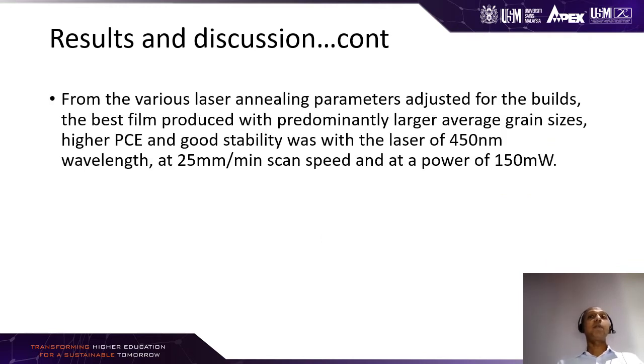So from the various laser annealing parameters adjusted for the builds, the best film produced, with predominantly larger average grain sizes, higher PCE, the power conversion efficiency, and good stability, was with the laser of 450 nanometer wavelength at 25 millimeter per minute scan speed and at a power of 150 milliwatts.